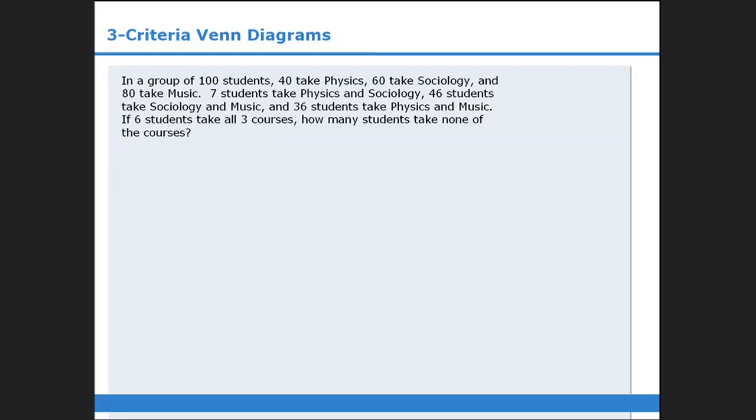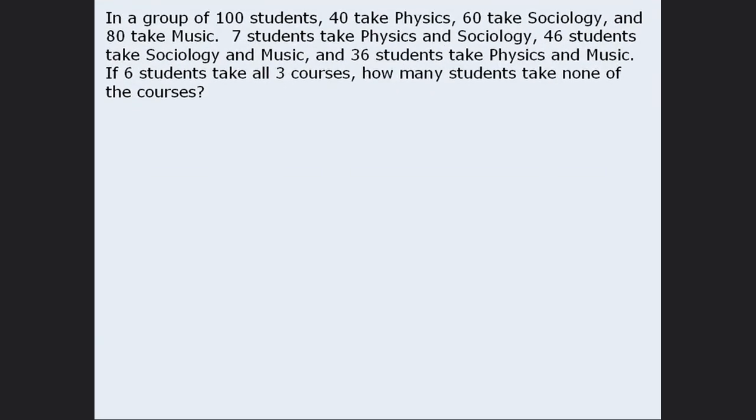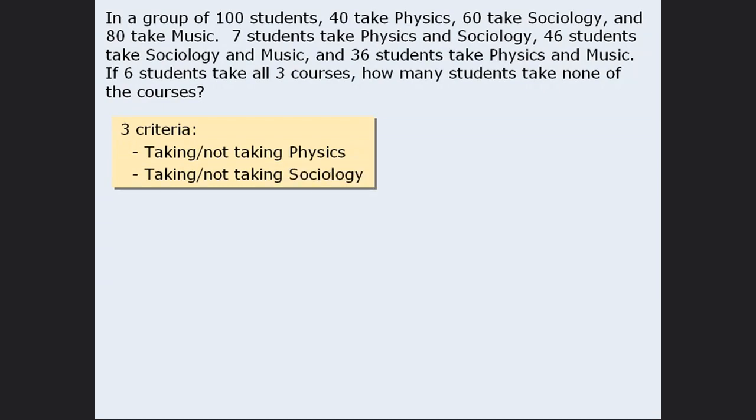In this lesson, we will learn how to tackle questions involving populations where each member of that population has three related criteria. In the questions shown here, we have a population of students, and the three criteria are taking or not taking physics, taking or not taking sociology, and taking or not taking music.